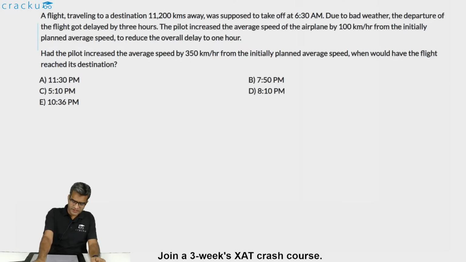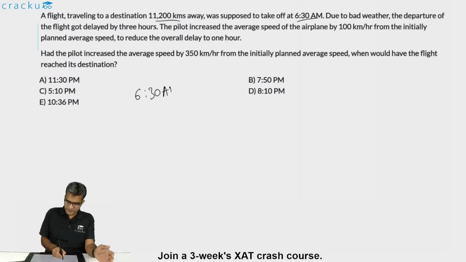In this question, we are told that a flight is traveling for a destination which is 11,200 kilometers away and was supposed to take off at 6:30 a.m. But due to bad weather, the departure got delayed by 3 hours. Okay, so it went at 9:30 a.m.